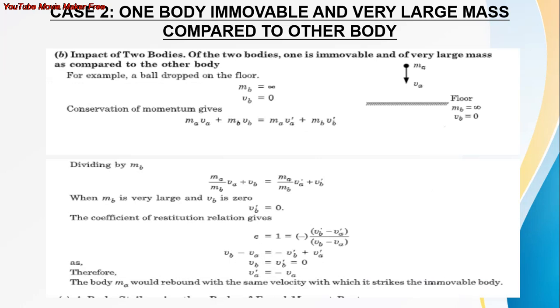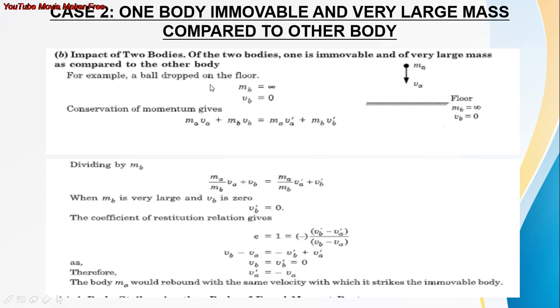The next case is one body immovable and having very large mass compared to the other body. Suppose there is one body which is immovable, like in this case there is a floor on which one ball impacts. This ball has a very small mass ma, and the mass of the floor is very large, almost infinite compared to ma. So we write here mb equal to infinity, and the velocity of this floor is zero because it is immovable, and the velocity of this ball is va, right?